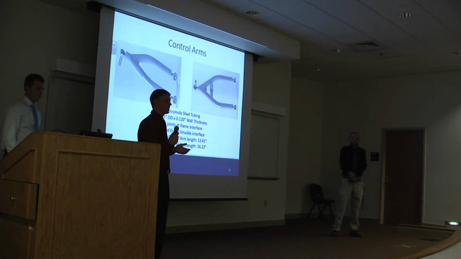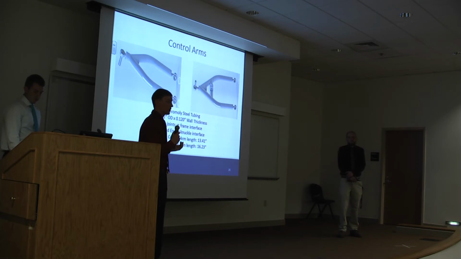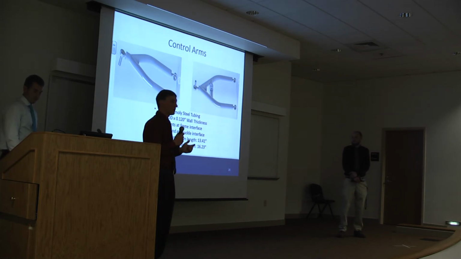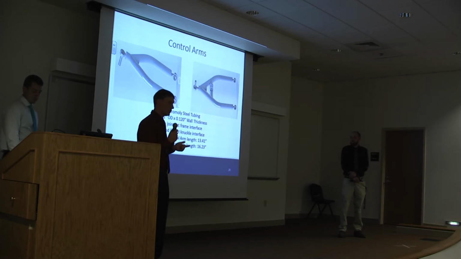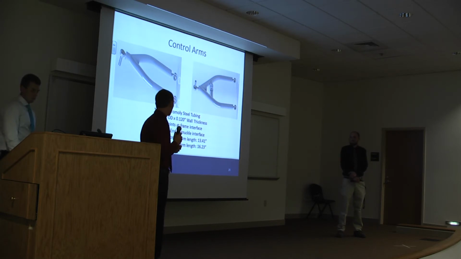If we were to use another material, we would have to go through and prove the strength is equal to or greater than that of 4130 chromoly steel. Also, we selected the 1-inch outer diameter by 0.12-inch thick wall tubing because we already had this from the frame design, and so we wanted to utilize this as well.